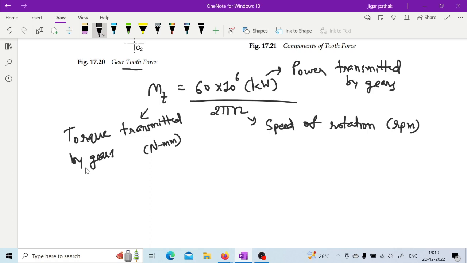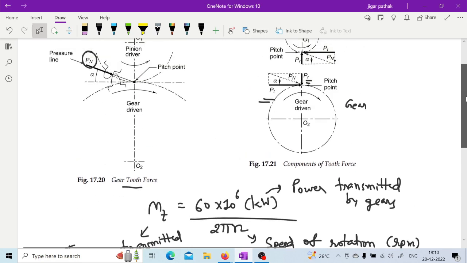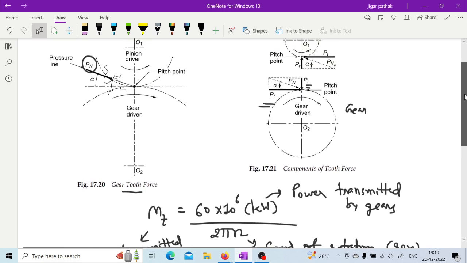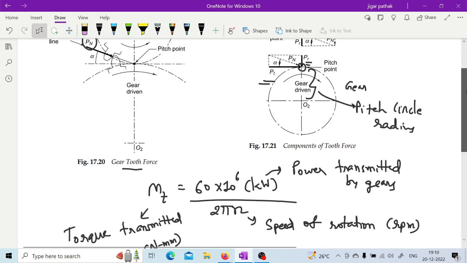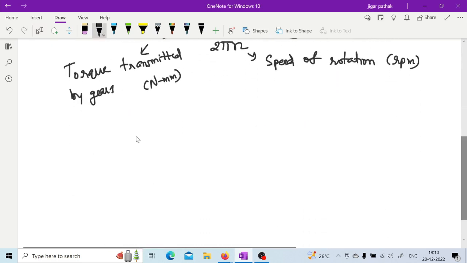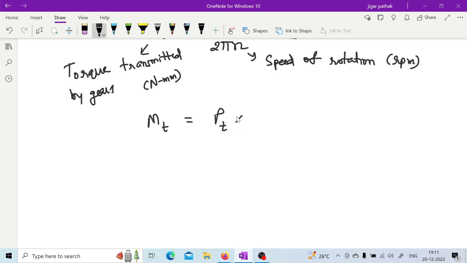As we have seen in the figure above, this force Pt is the tangential force, and it acts at the pitch circle radius, because as you can see, the pitch point is mentioned here. So this radius must be the pitch circle radius. We are assuming that these forces act at the pitch circle radius. With this assumption, the torque can be represented as Pt into R, or Pt into d dash by 2. This is how the tangential force can be represented.